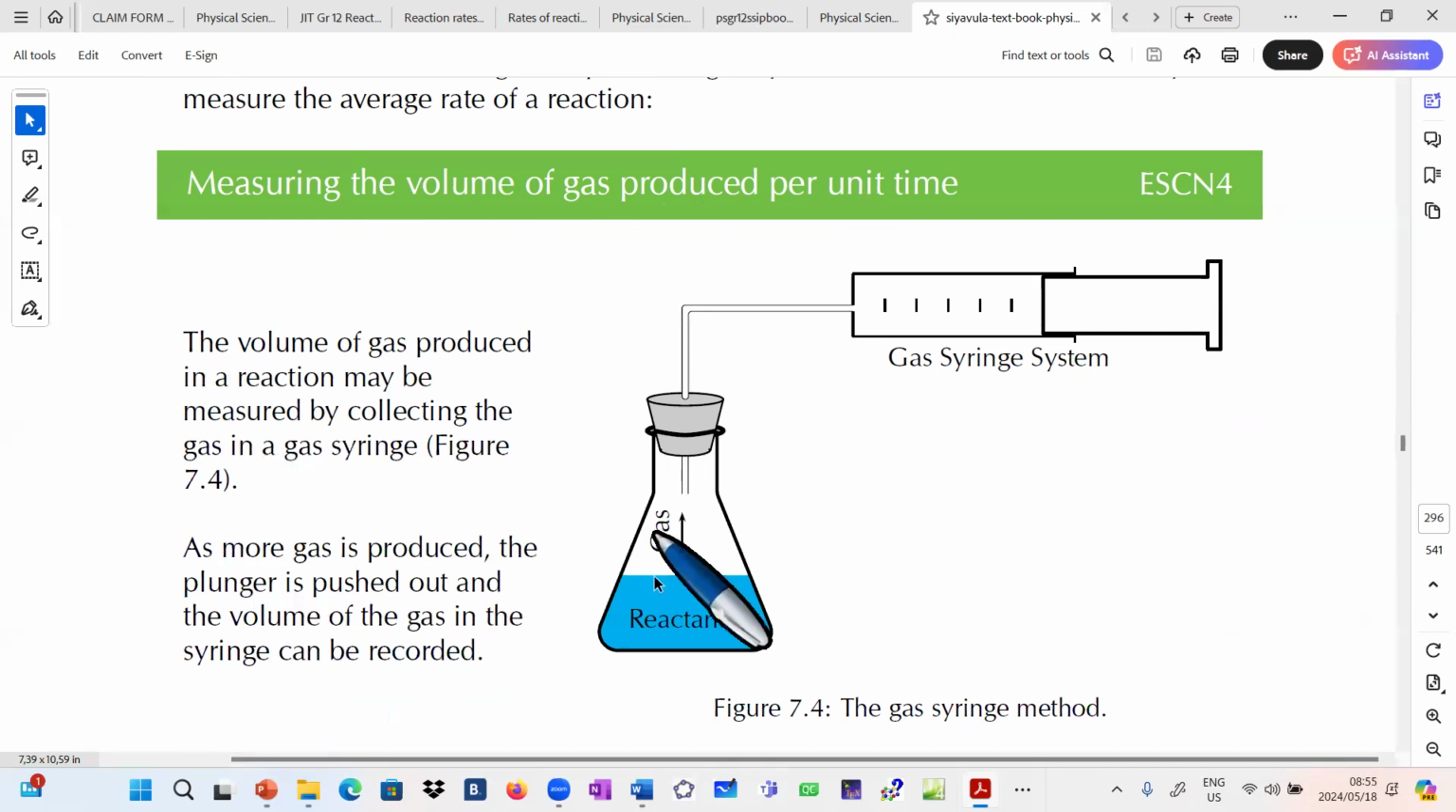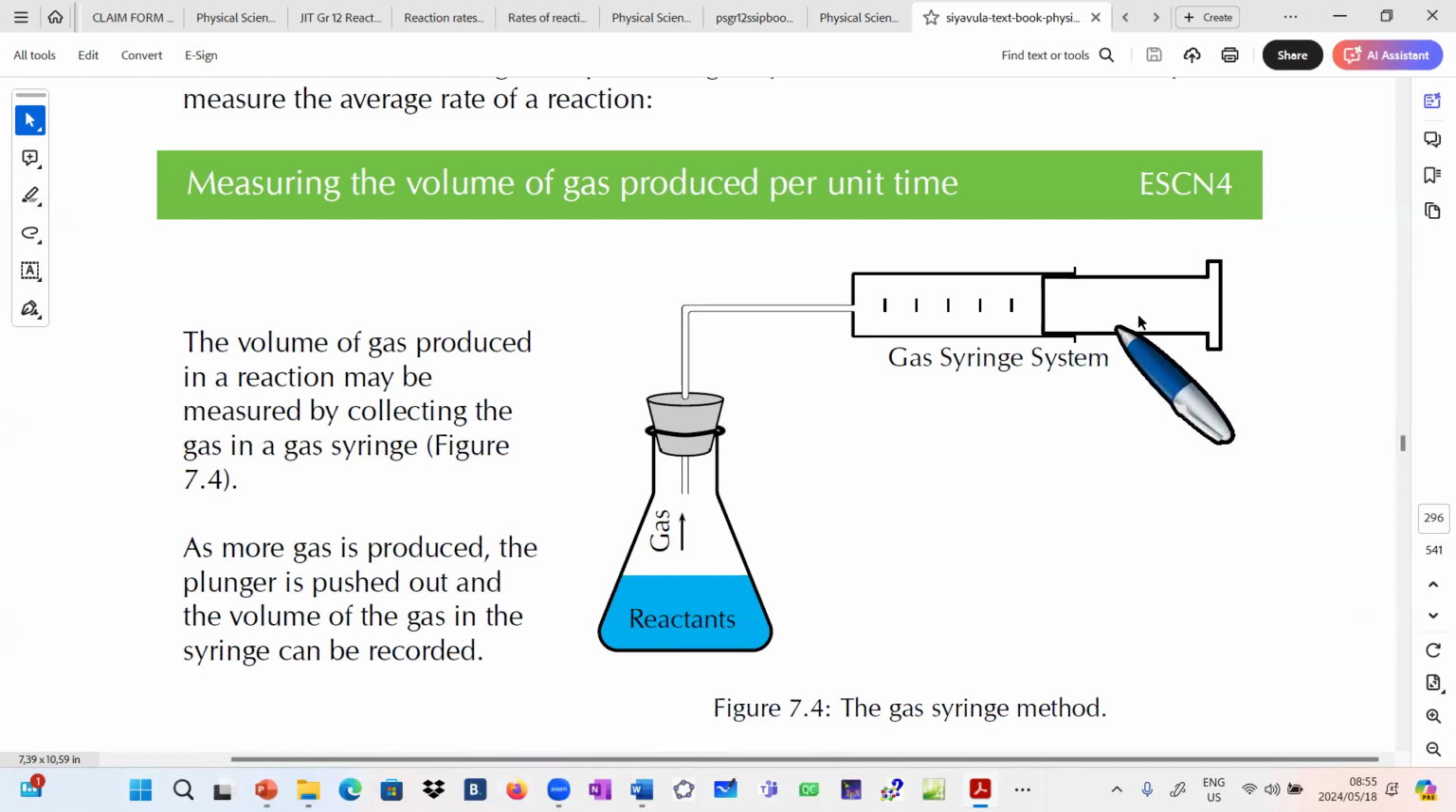So, like in this experiment, the volume of gas produced in a reaction may be measured by collecting the gas in a gas syringe. Okay, you have your reactants here, and you put everything in your flask, and as more gas is produced, the plunger is pushed out, and the volume of the gas in the syringe can be recorded. Very easy way.